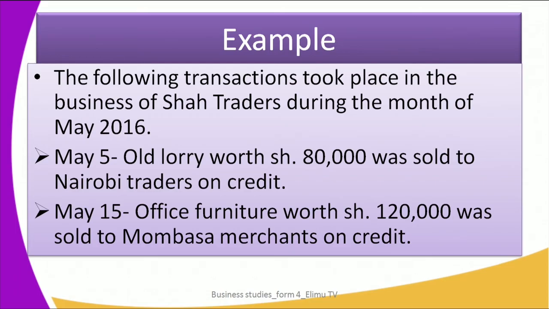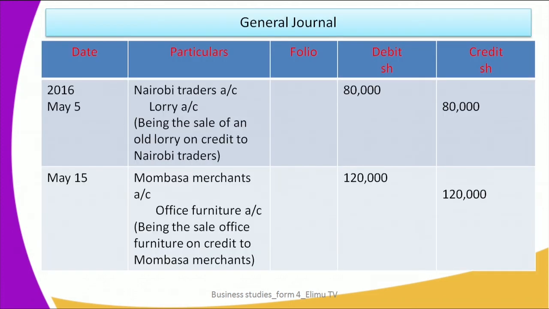On May 15, we have office furniture worth 120,000, which was sold to Mombasa merchants, remember, on credit. Now, what are we supposed to do? That's how we are supposed to prepare the journal. It has around 5 columns. You have the date column, that is the date when the transaction took place. You have the particulars column, whereby we have the 2 accounts. Then you also have a small description involving the transaction. You also have the folio column, the debit, and the credit.